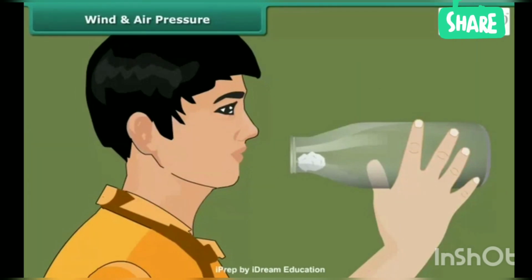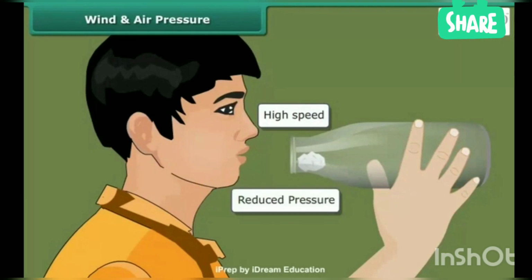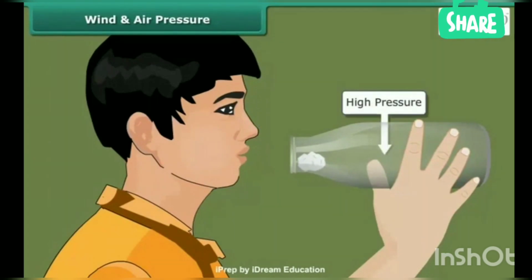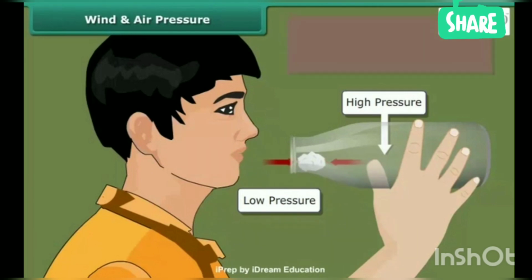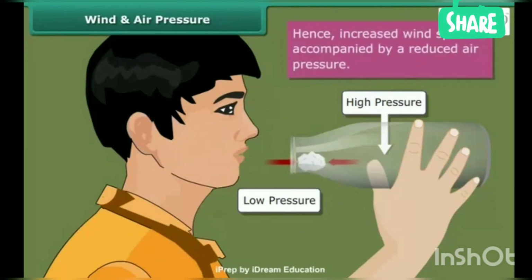Do you know why? Actually, when we blow into the mouth of the bottle, the air near the mouth has higher speed. This decreases the pressure there. The air pressure inside the bottle is higher than near the mouth of the bottle. When we blow the ball toward the bottle, the air inside the bottle pushes the ball out. So children, we concluded that increased wind speed is accompanied by reduced air pressure.